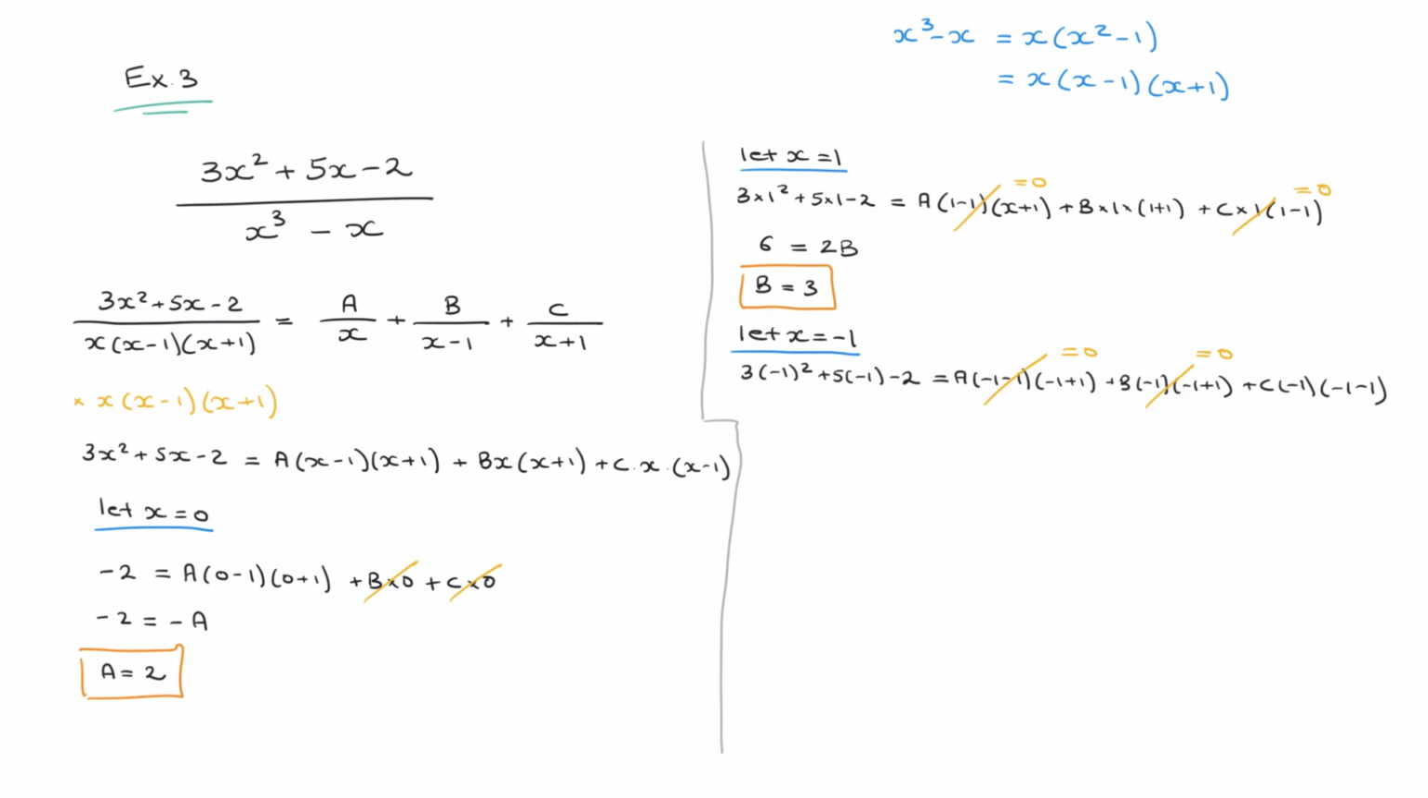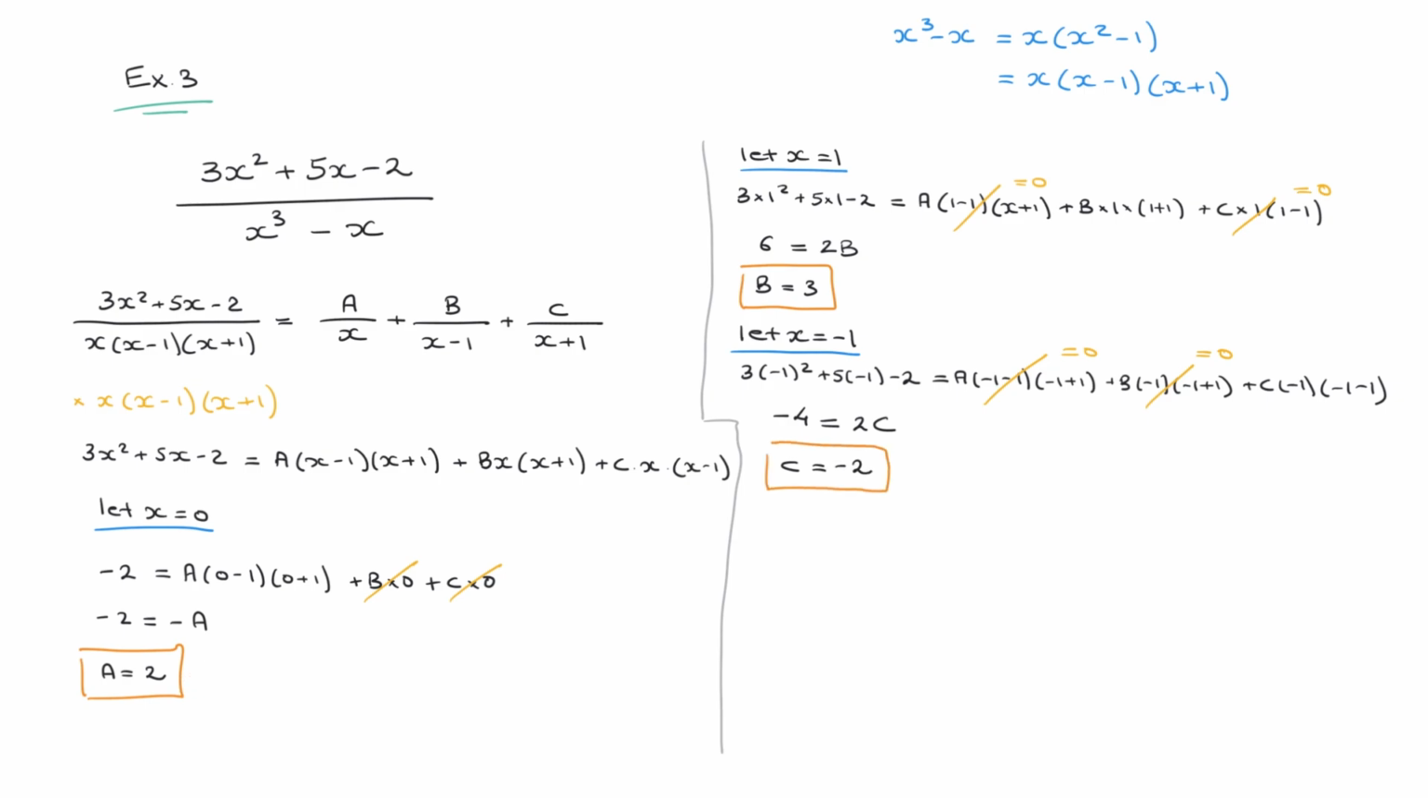Now on the left-hand side we have 3 times negative 1 squared plus 5 times negative 1 minus 2, which becomes 3 times 1, which is 3, minus 5, so that's negative 2, minus 2, which leaves us with negative 4 on the left-hand side, and that will equal, on the right-hand side, all we have is c times negative 1 times negative 1 minus 1. So that's c times negative 1 times negative 2, which becomes 2c. Finally, dividing both sides of this equation by 2, we can state that c is equal to negative 2. And we now have c.